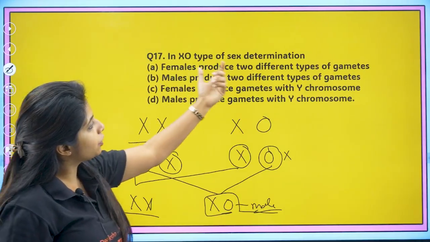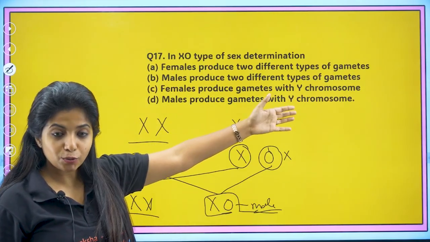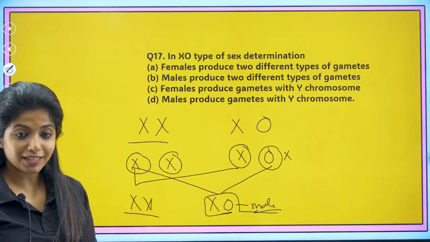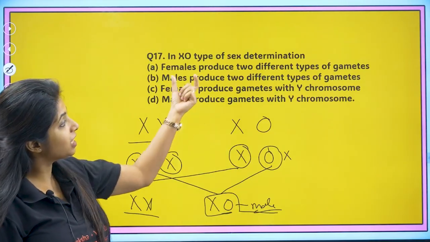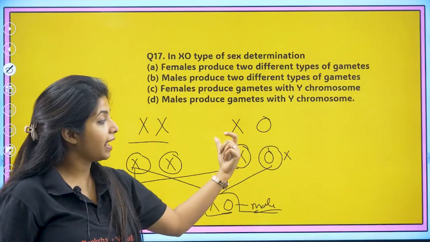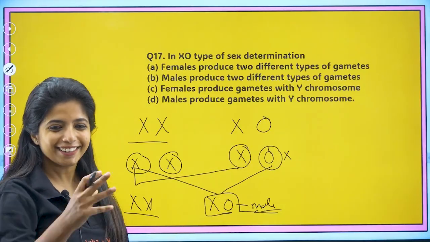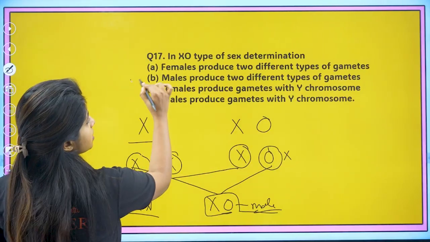So females produce two different types of gametes? Do they produce two different types of gametes out there? What do you think? No, it's the same type of gametes, right? Males produce two different types of gametes. Yes, ma'am. X and something that does not have anything, right? One gamete that does not have anything. So this is the correct answer.